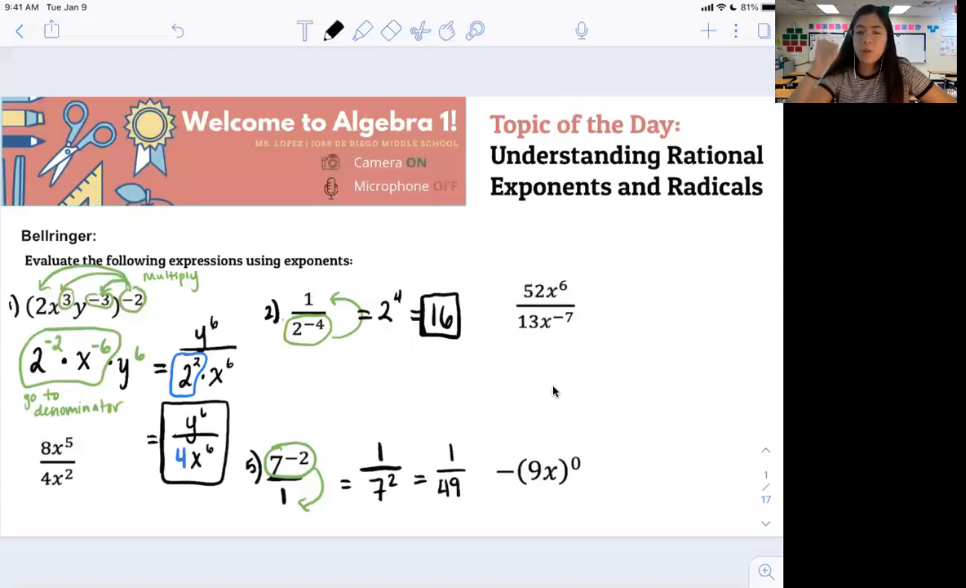The negative 7 belongs with the x, but it does not belong with the 13. Okay? So exponents in general don't cross over. They don't apply to other numbers unless there are parentheses. But since the 13 is separate from the x, there's no parentheses involved, that negative 7 only belongs to the x. It does not belong to the 13. Therefore, only the x that's on the bottom is going to flip up to the top.